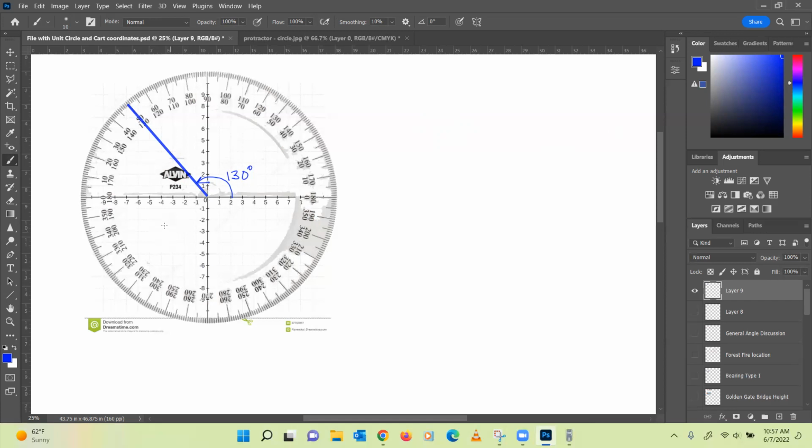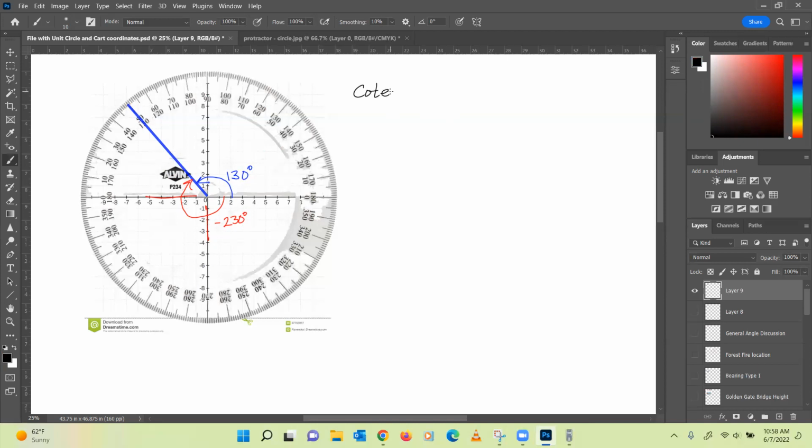Well, that's cool. Are there any other angles that end right there too? Absolutely there are. We could start at our initial side and rotate counterclockwise. Now we've rotated through 90, 180, plus another 50. So 180 and 50 is 230, so that's a negative 230. We could have also subtracted our 130 from 360. That would give us the 230. So there's two angles that are coterminal.